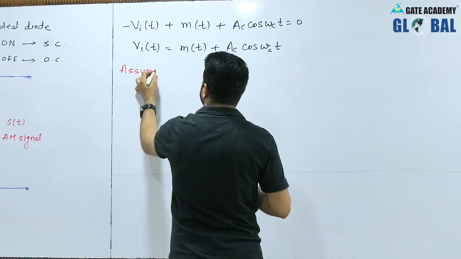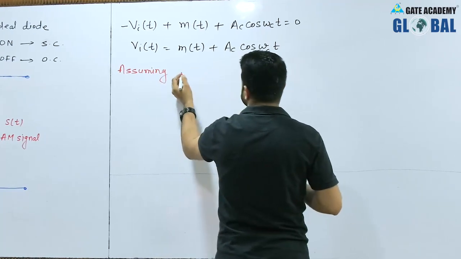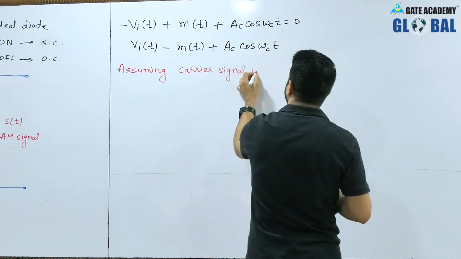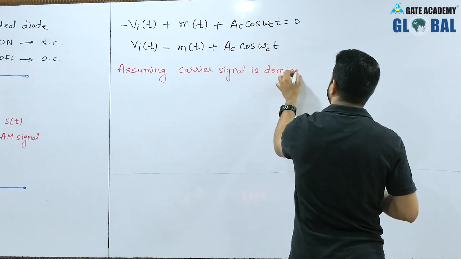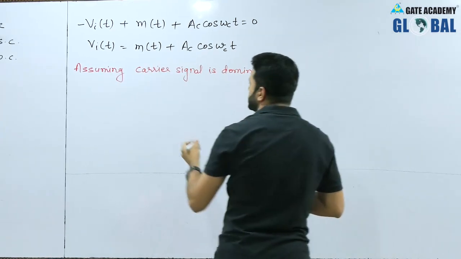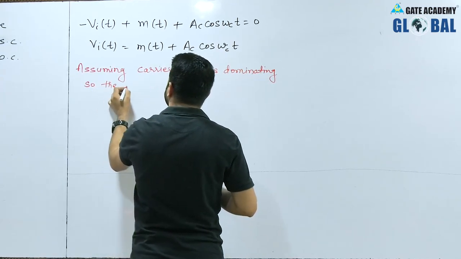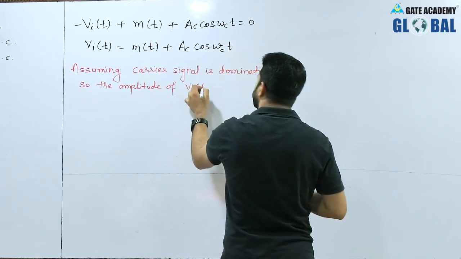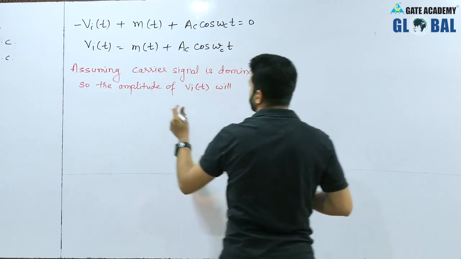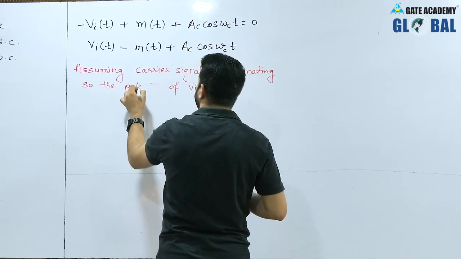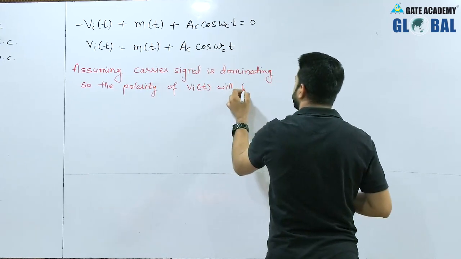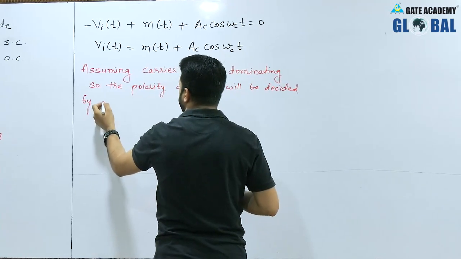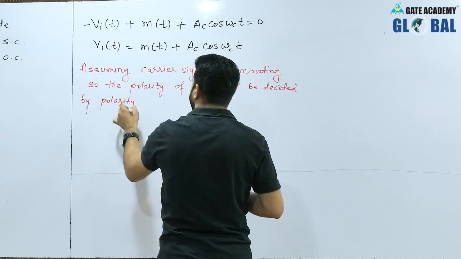Assuming the carrier signal is dominating, the amplitude of V_i(t), or we can say the polarity of V_i(t), will be decided by the polarity of the carrier.